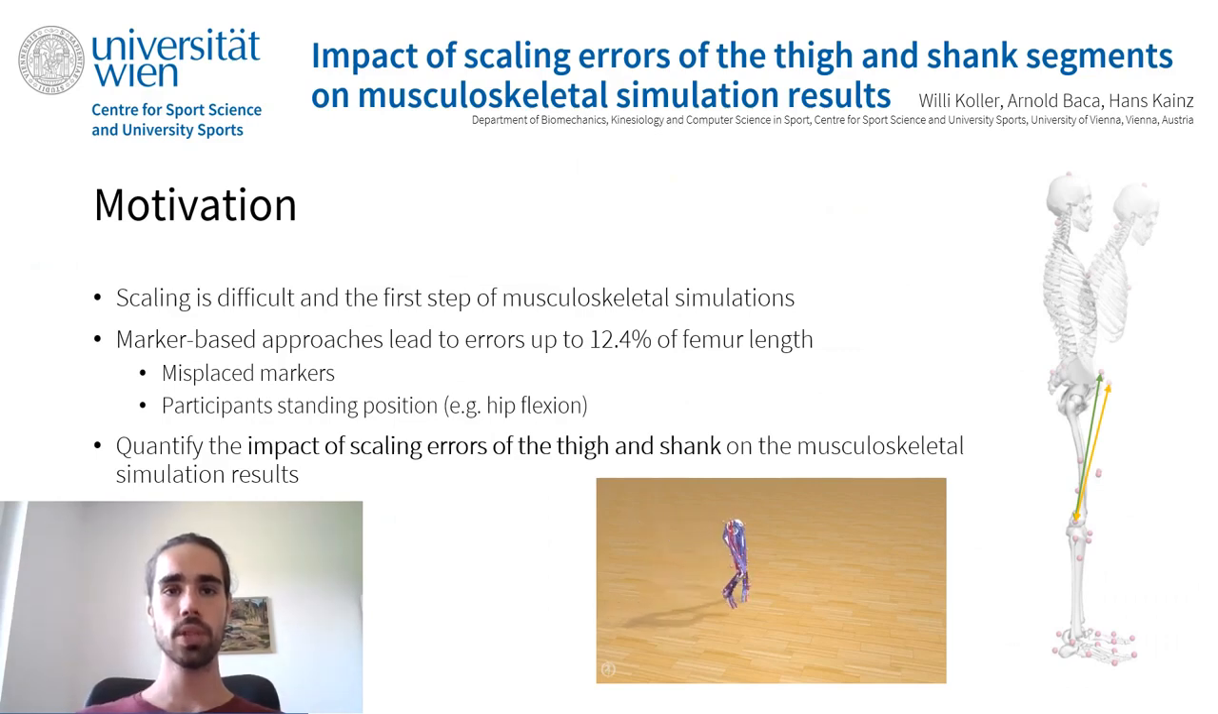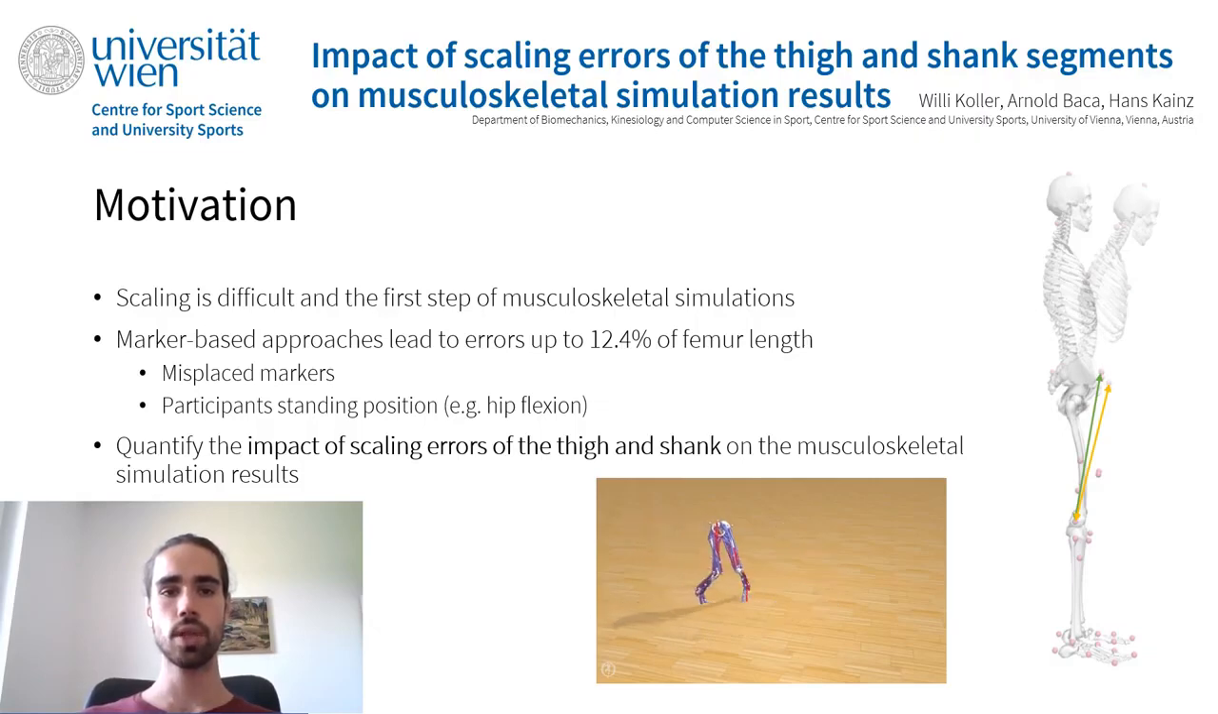Welcome to the poster presentation about the impact of scaling errors of the thigh and shank segments on musculoskeletal simulation results. Musculoskeletal simulations are widely used in the research community, and they are increasingly used to answer clinically relevant questions. Therefore, accuracy of the simulations, and especially the knowledge of potential errors, is important.